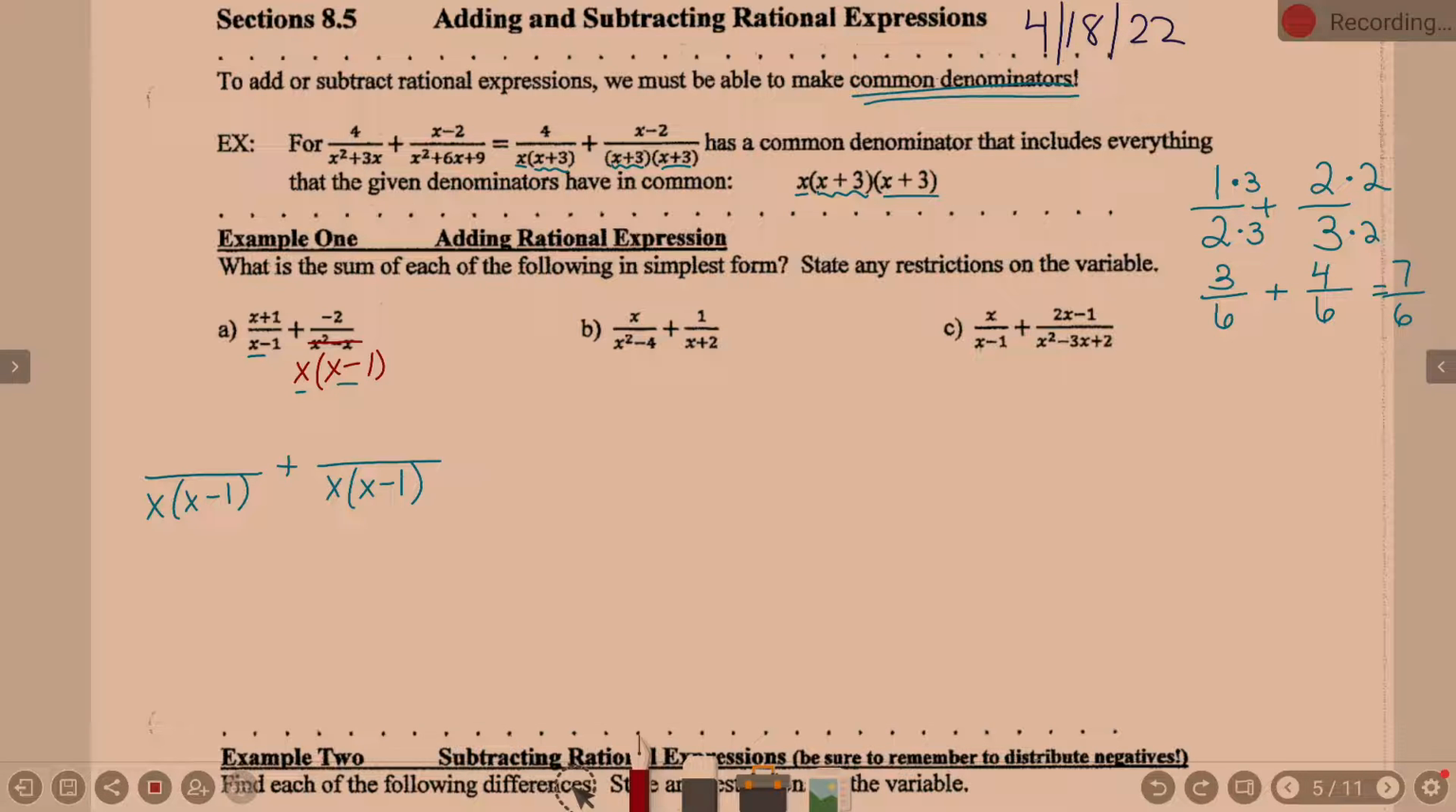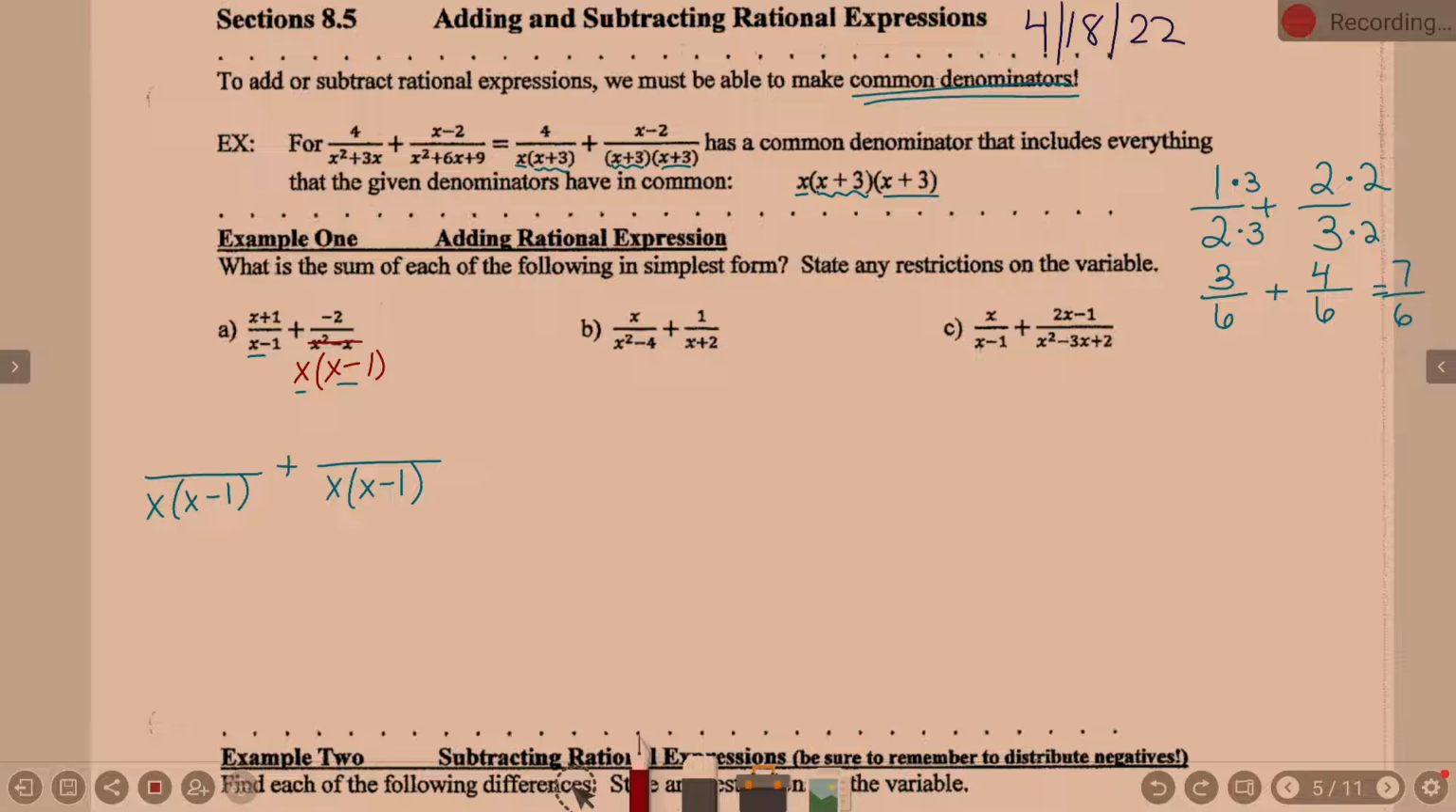Now, I need to get that common denominator, right? So this is like we decided the denominator over here was 6. 2 wasn't 6, so we had to multiply to make it 6. 3 wasn't 6, so I had to multiply to make it 6. First fraction: x minus 1, that's what's currently in my denominator. Is that my common denominator?